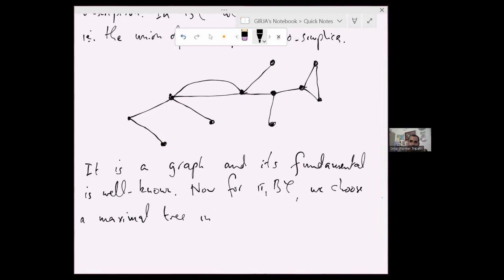In this graph, let's call it gamma. And what we do from this maximal tree, yeah, so okay. This exists. It is an exercise using maybe John's lemma, this maximal tree in this graph.